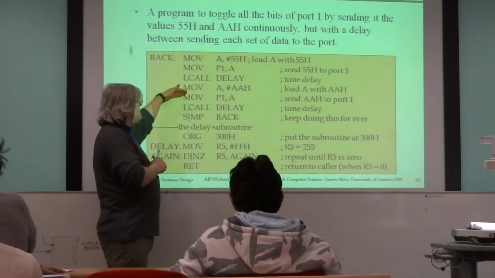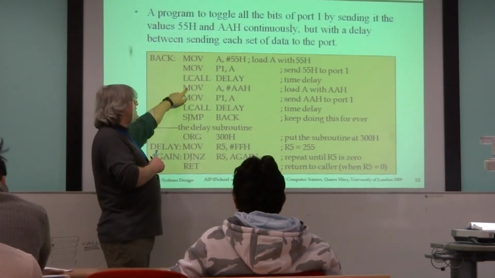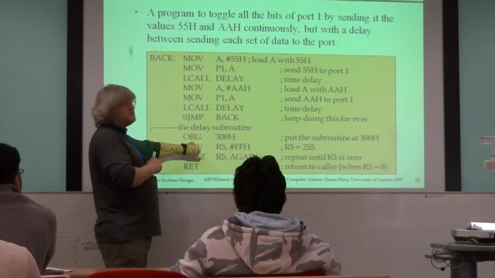Okay, then we come back to here, load into the accumulator the new value, write that out to port 1, then go and do the delay again.